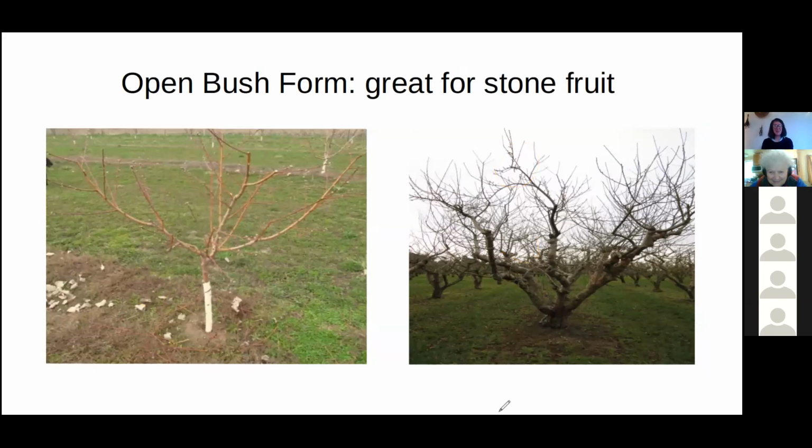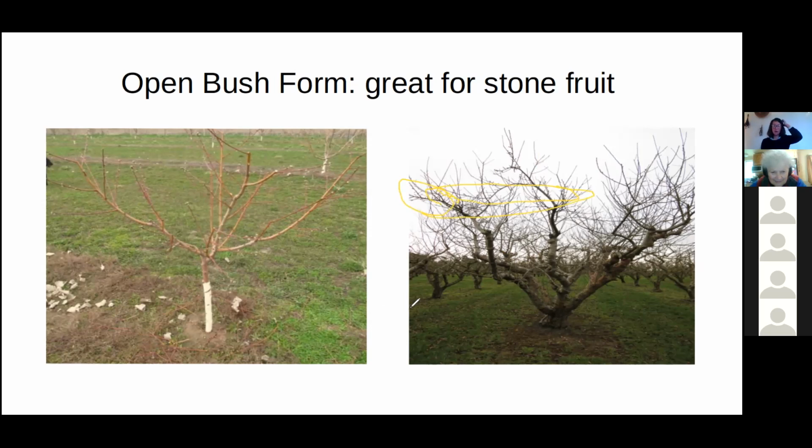We have another form here called the open bush. In this case, there isn't one clear central leader. The farmers or the orchardists have chosen 3 to 5 main branches that are the scaffolding, and then try and maintain the branches as they come out this way at roughly the same height.